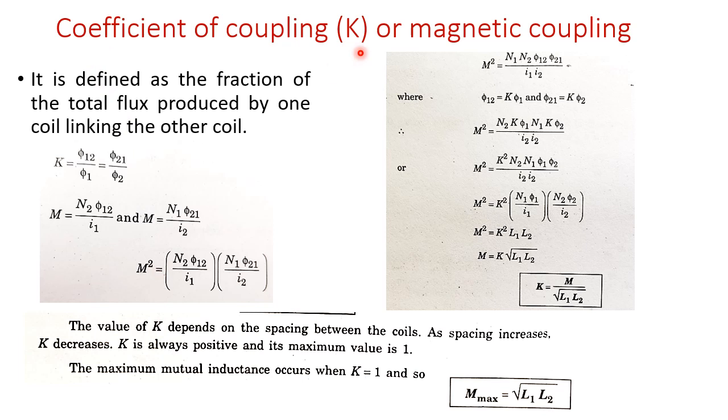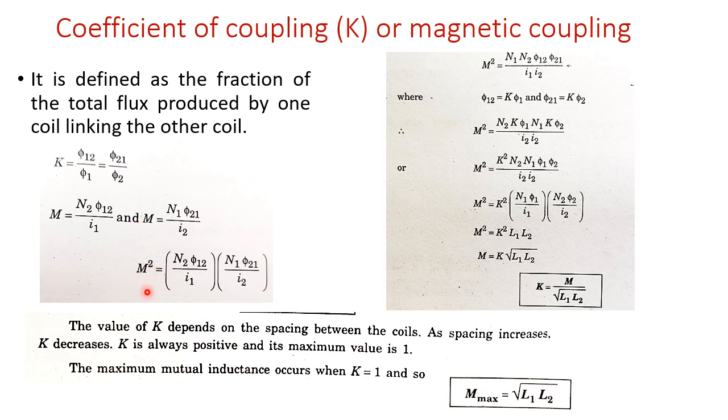Coefficient of coupling K is also called magnetic coupling. It is defined as the fraction of total flux produced by one coil linking the other coil. Therefore, K can be written as phi12 divided by phi1, and it is also equal to phi21 divided by phi2. We know that the mutual inductance M is equal to N2 phi12 divided by I1, and M is equal to N1 phi21 divided by I2.